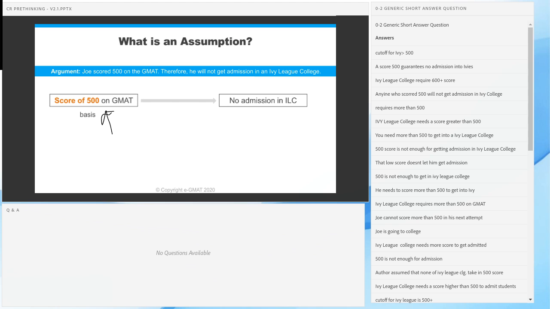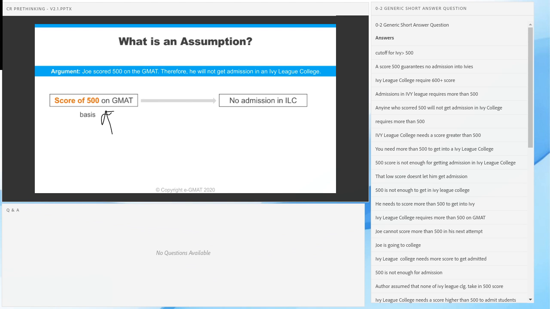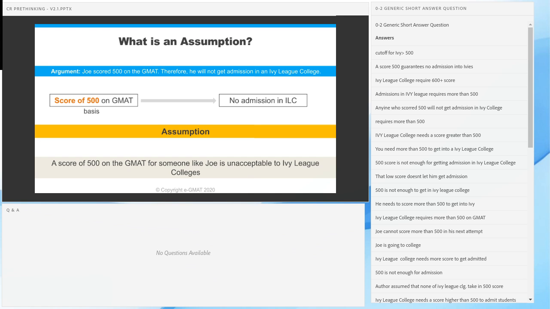He makes a prediction, a forward-looking prediction, saying that Joe won't get admission in an Ivy League college. And while doing that, the author really just assumes. Why? Because he's linking that fact to that claim and says a score of 500 on the GMAT for someone like Joe, and that piece is really important, is unacceptable to Ivy League colleges. Again, very much in line with what you guys have said, except that this focus on Joe is important.